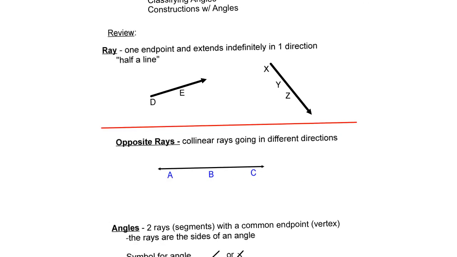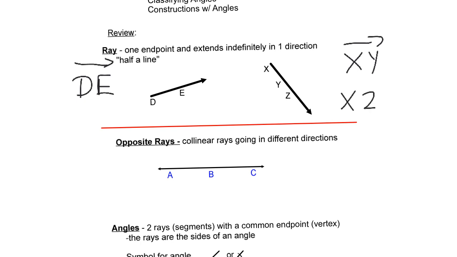Okay, so the first example, we can say ray DE. So the notation is DE, but instead of putting a line above it, you just put one line in one direction. That's ray DE. Okay, the second example, I can do this in two different ways. I can call this ray XY, or I can call this also ray XZ. But I have to start with X because that's the beginning, okay? And the arrow points towards, it goes in one direction, which means there is no ending.